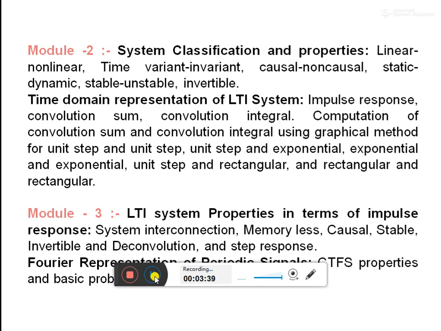In second module, we will discuss system classification and their properties. Here basic properties of the systems like linearity and non-linearity, time variance and invariance, causality and non-causality, static and dynamic properties, stability property and invertibility property of the system will be learnt. Based on these properties, the system is classified as linear time invariant system.